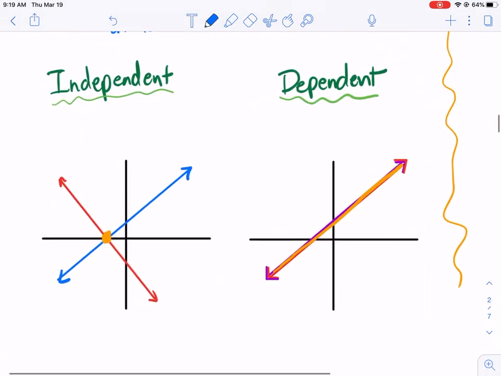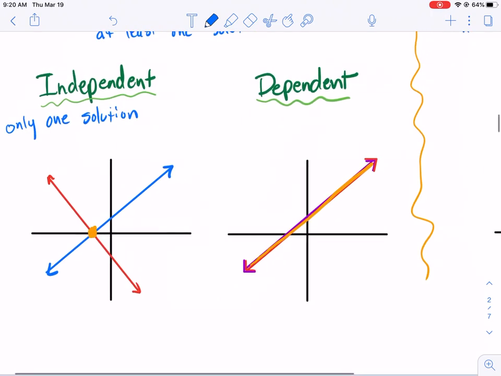That's what we've kind of been doing. There is one solution. Only one solution. Okay, so there's only one solution because they only intersect at one spot. What about dependent? If it intersects and it doesn't intersect only one spot, that must mean there is infinite solutions.